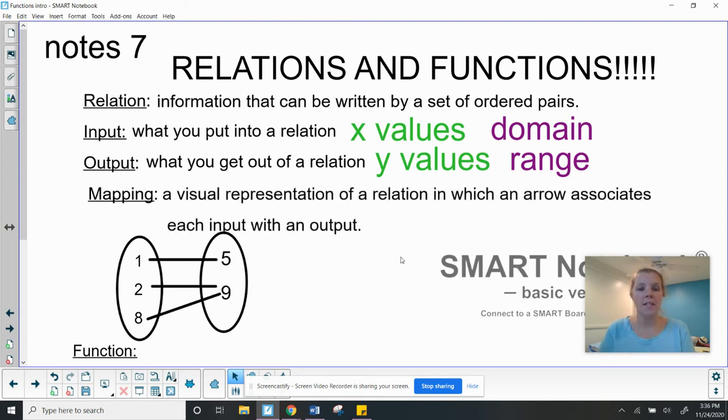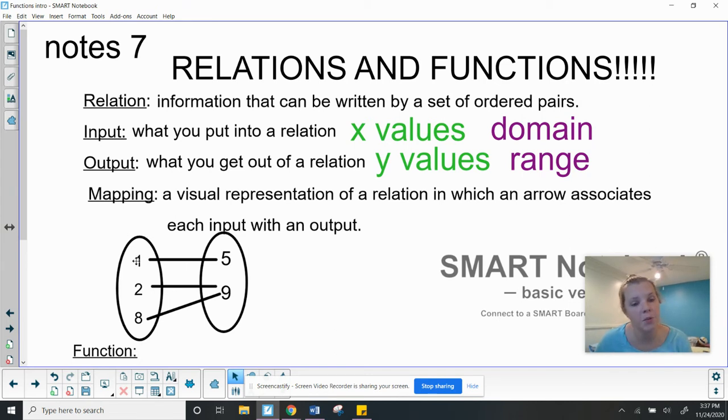A mapping is a visual way of showing a relation, and it uses arrows that show where the input goes to the output. So the word mapping kind of says it is a visual map of which number goes where. And so this is what mappings look like. They're two ovals with lines connecting the numbers, and you follow the line to know what the input goes to. So I could have written input above this, or the domain, or the x values. Those are all the same thing.